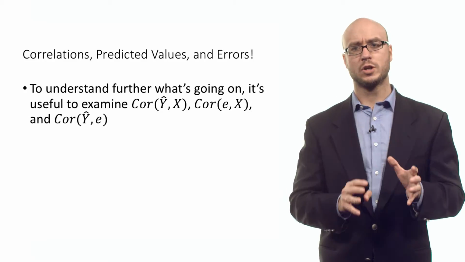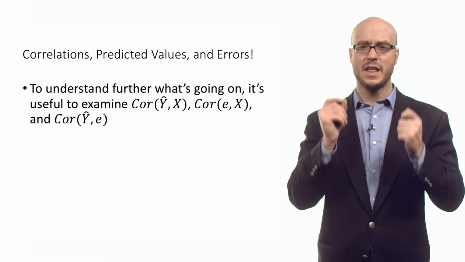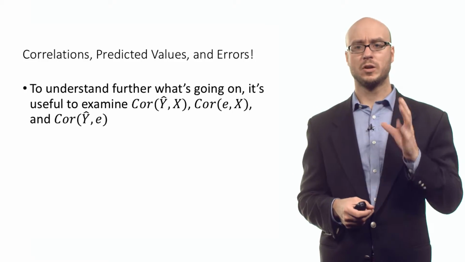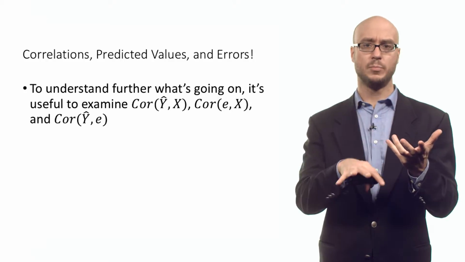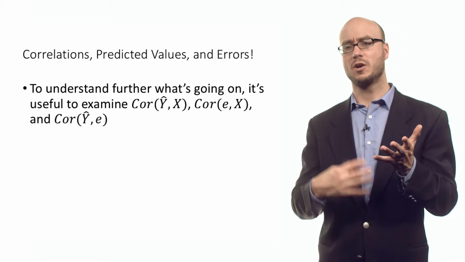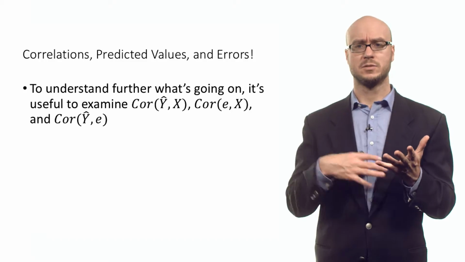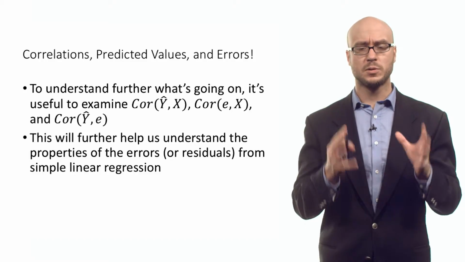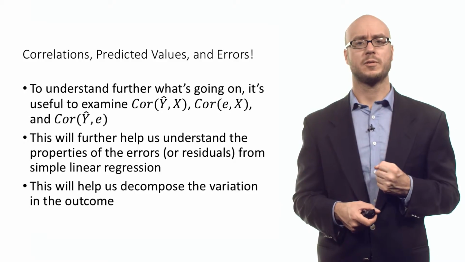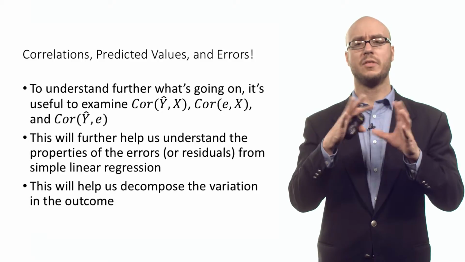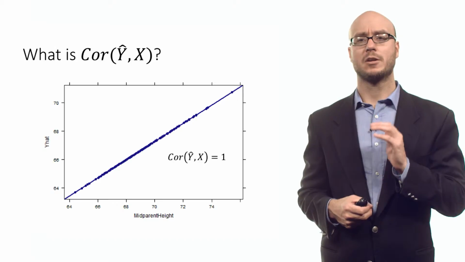Also, we can look at various correlations of predicted values and errors. When we look at all these different correlations, they also have some interesting properties. So we're going to look at the correlation between the fitted values of our outcome and our input variable, or x variable. We're going to look at the correlation between our errors or residuals and our input, or x variable. And we're going to look at the correlation of our y-hats with our errors. This will help us understand the properties of these errors or residuals that we obtain from simple linear regression, and it'll also help us decompose the variation in our outcome. So what is the correlation between our y-hats and our x variable?